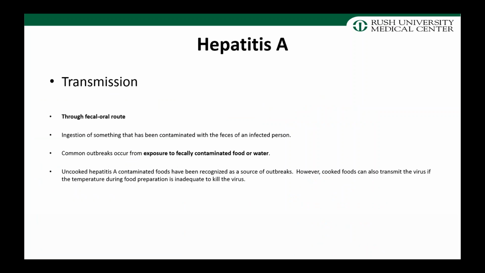So our first virus we have a vaccine for is hepatitis A. Like we had mentioned before, this is transmitted through a fecal-oral route. That is ingestion of something, either a food or water source, that has been contaminated with feces of an infected person. Outbreaks are common. In the United States, it's mostly through contaminated food. In other endemic areas, it can be seen in contaminated water.